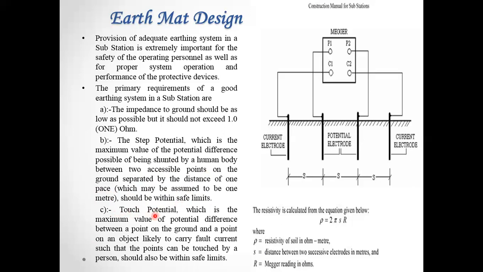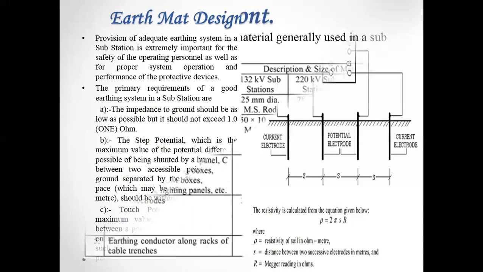And the third one is the touch potential. It is the maximum value of the potential difference between a point on the ground and a point on an object which carries the fault current, such that the points can be touched by a person, and it should also be within a safe limit. So we have to follow this procedure. We always have to check the impedance to the ground, which should be below 1 ohm, then the step potential and the touch potential.